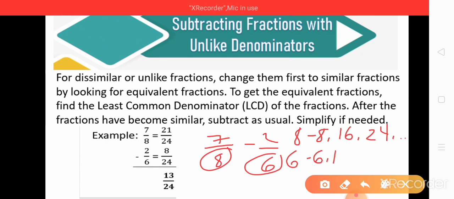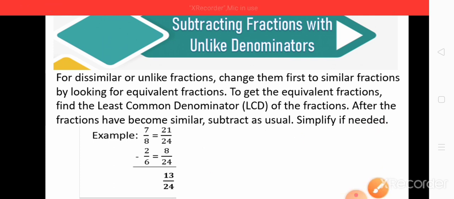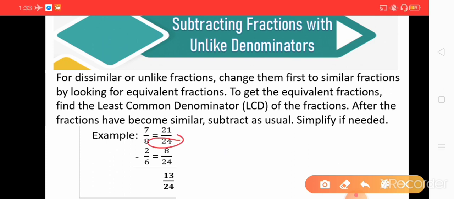6 times 2 will give you 12. 6 times 3 will give you 18. So, wala pang magkapareho sa kanila, kaya ituloy natin. 6 times 4 will give you 24. Ayan, since may magkapareho na, 24. 24 na ang ating LCD. Kaya, 24 itong LCD na nandito.